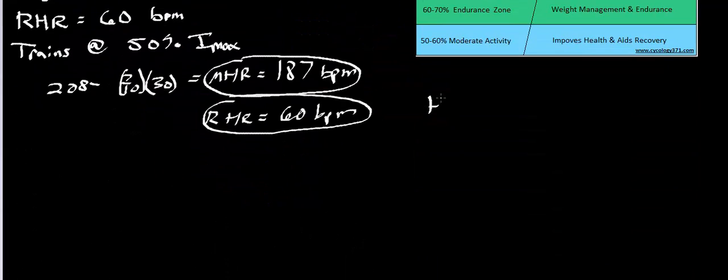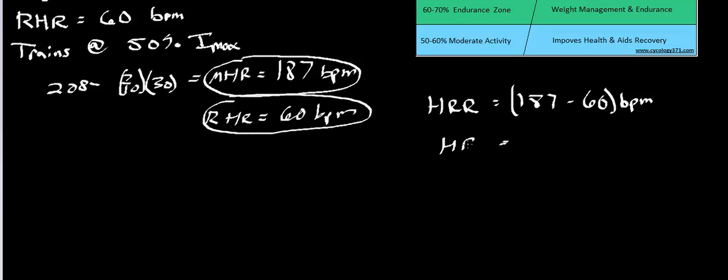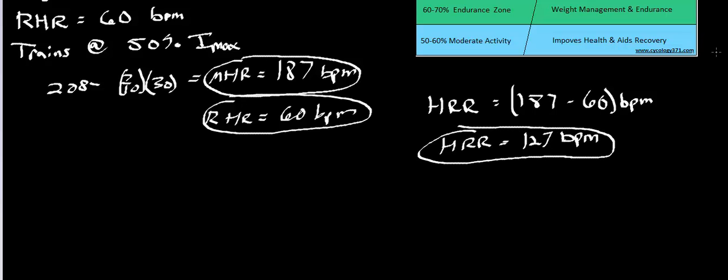reserve. So the heart rate reserve is going to be equal to the maximum heart rate, 187 beats per minute, minus the resting heart rate, which is 60 beats per minute. And therefore, the heart rate reserve, let me make sure I get this right, 187 minus 60, is going to be 127, also in units of beats per minute. Okay, so there's my heart rate reserve.